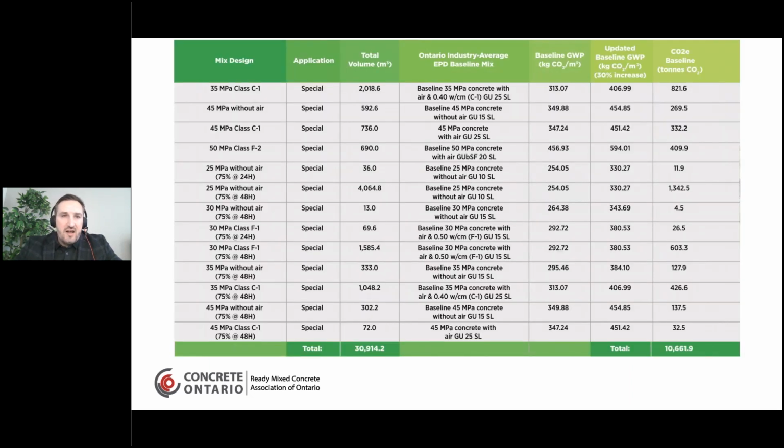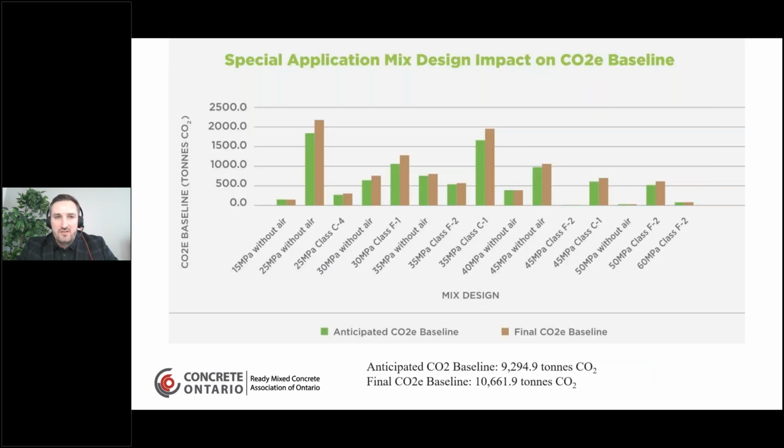So you have your standard applications, you have your special applications, and you need to, again, redo your baseline. As you really go through the mix designs and you start pouring accelerated concrete, you can see here 25 MPa with 75% at 24 hours. That's going to have an updated baseline, which will have an updated CO2e baseline. So as you're pouring more and more concrete, the baseline will continuously be updated to reflect these special applications. And in the end, you will come up with a finalized baseline that will be used for your overall project.